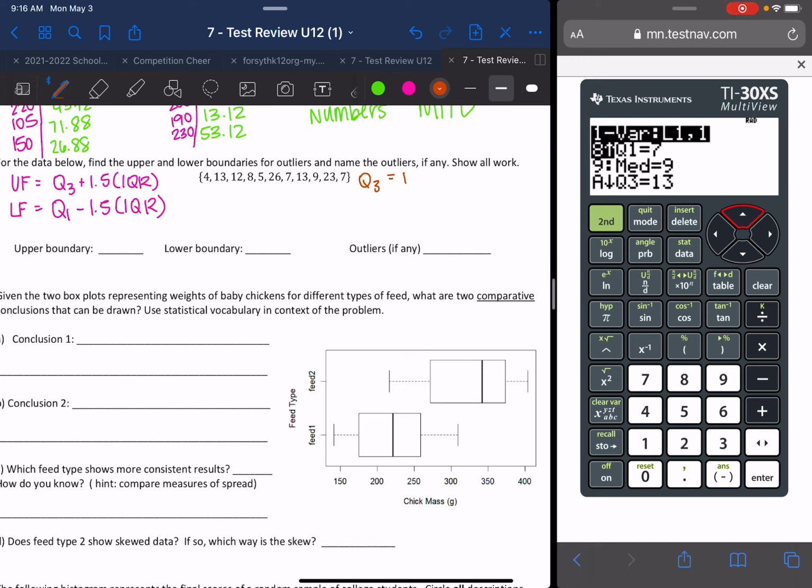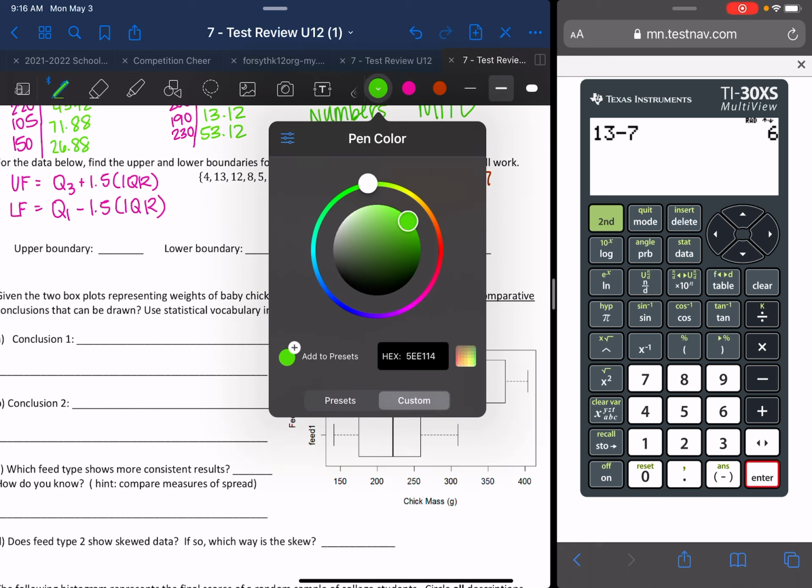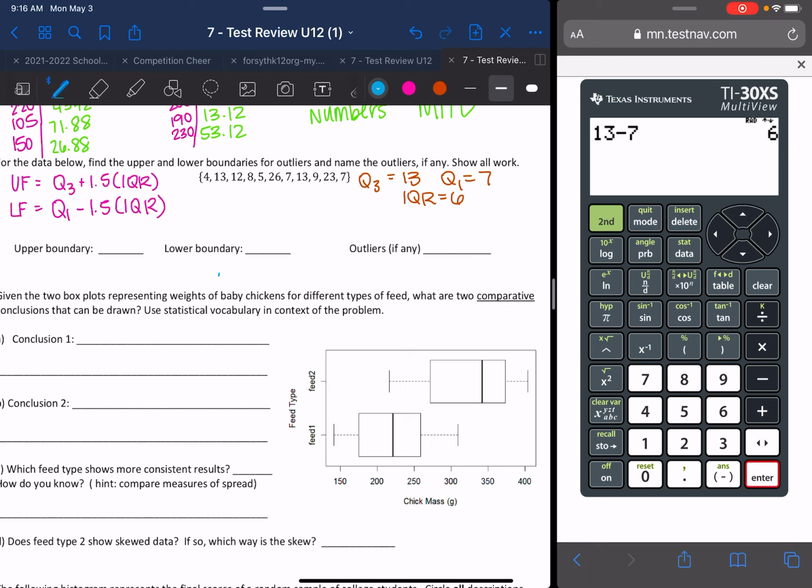Q3 is going to be 13. Q1 is 7. And to find the IQR, we take 13, subtract 7, and that gives me 6. So now let's find our boundaries. The first thing that I want to do is find the upper boundary, or the upper fence. We'll take Q3, which is 13, and add 1.5 times 6. We can put that directly in the calculator, and that gives me 22.